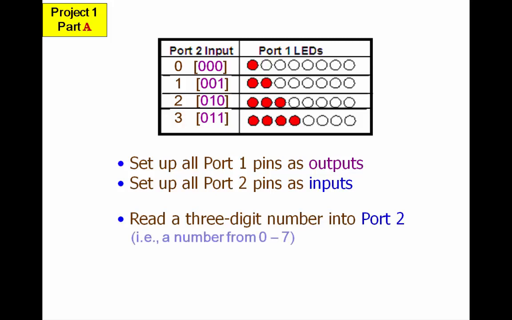The fact that you're asked to input or to set only 3 pins of port 2 means that we're asking for a number between 0 and 7. The number 0 in binary is 000, and the number 7 is 111.